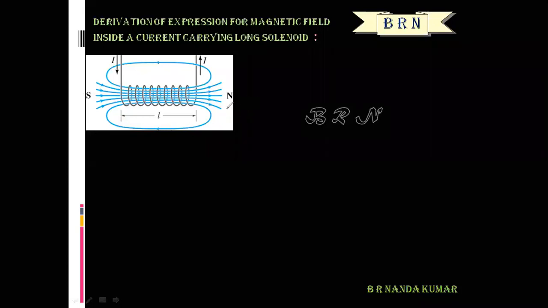Okay, now let us discuss the applications of Ampere's circuital law. This is the first application: derivation of the expression for the magnetic field inside a current carrying long solenoid. What is the meaning of solenoid? A solenoid is insulated copper wire wound closely in the form of a helix.